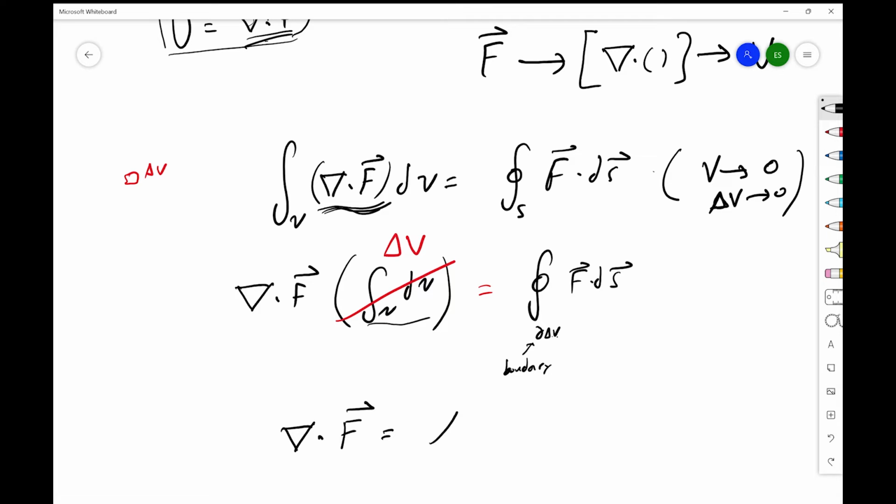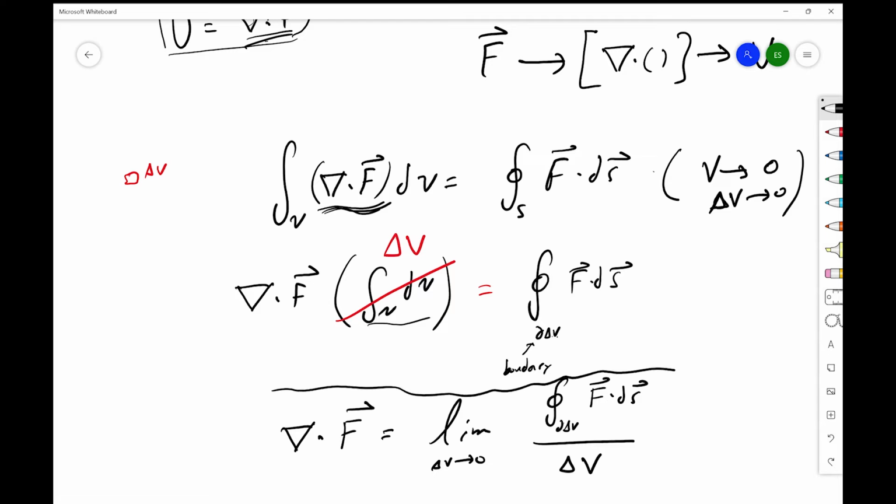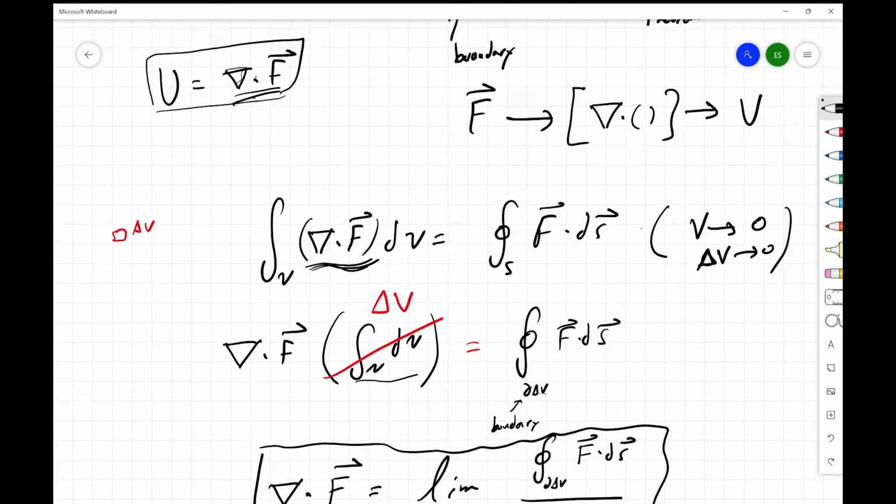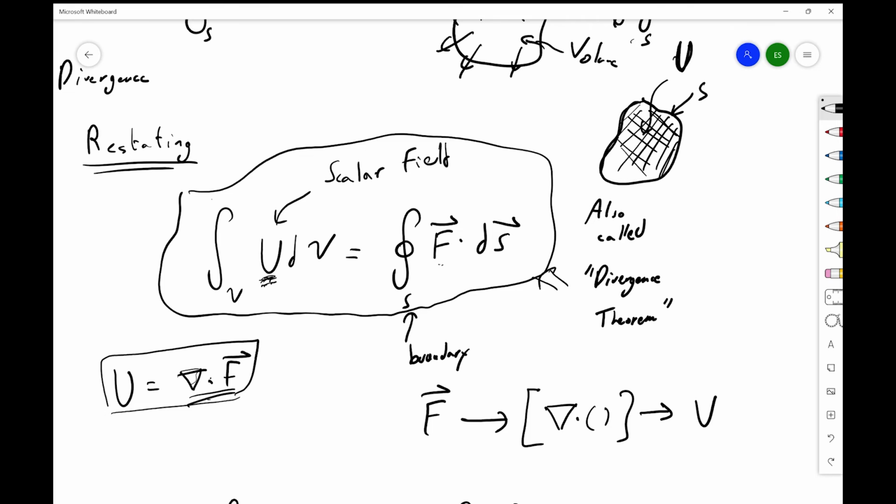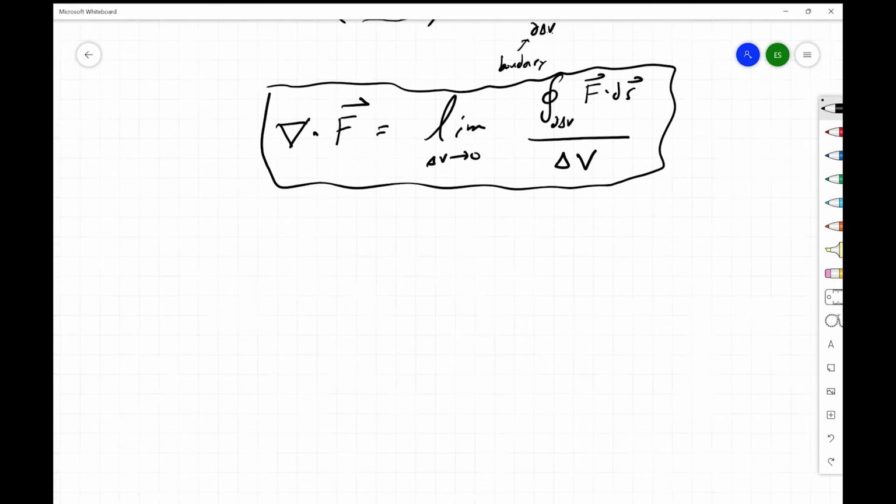Divergence of F is the limit as delta V goes to 0 of the flux around the boundary of that tiny infinitesimal volume, F dot dS, over delta V. And this is just from this property. This is how you would calculate the divergence. This is it.